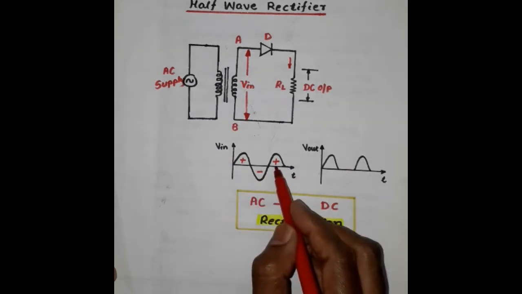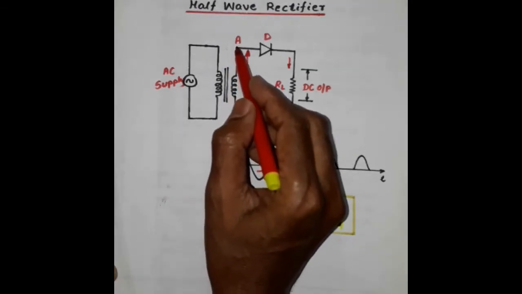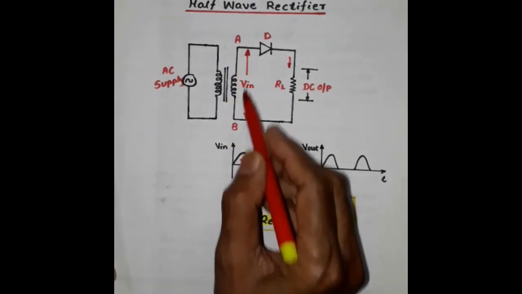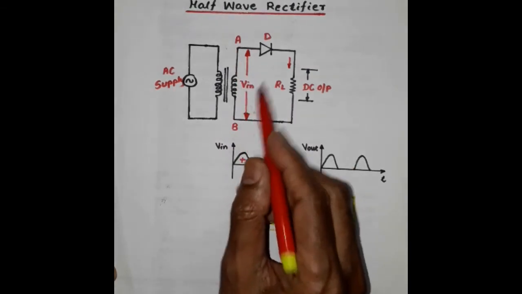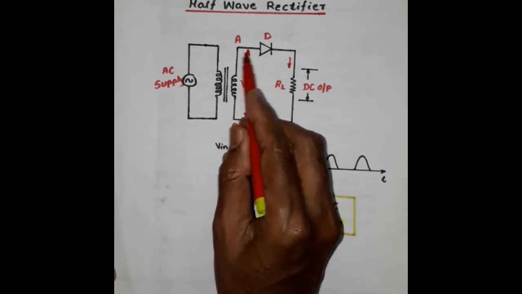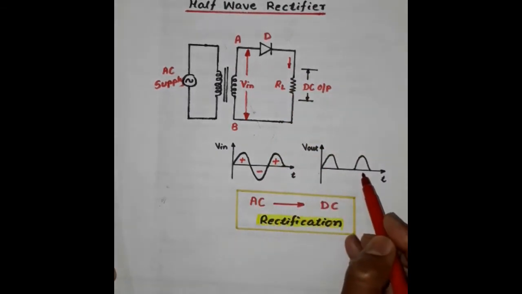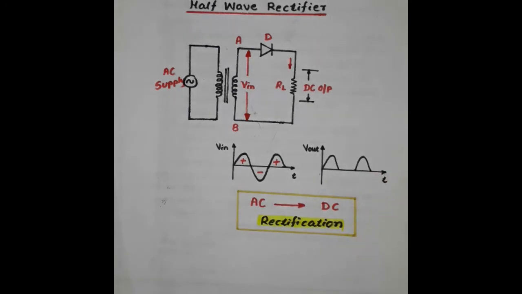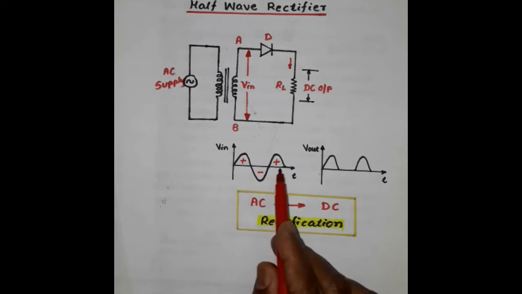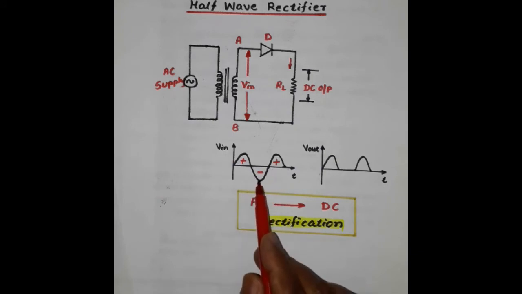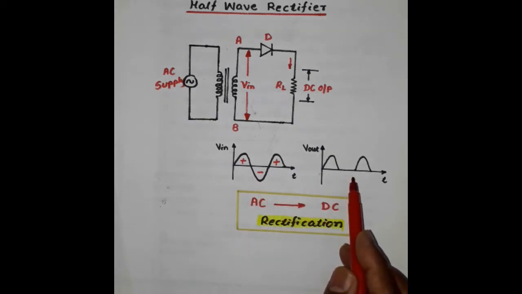But when there comes next half cycle, positive half cycle, again A becomes positive, B becomes negative. Diode will be in forward bias, current flows through the diode, current flows through the RL, and we get output voltage which is shown here. So in this way, we get output voltage only during the positive half cycles of the input AC, and during negative half cycle we don't get any output voltage.